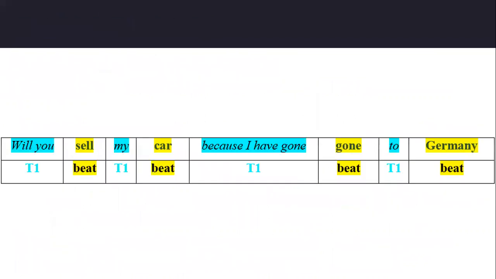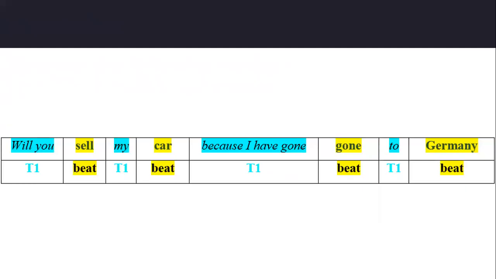Notice here in this table. In our sentence, there is 1 syllable between sell and car, will, and 3 syllables between car and gone, because. Nevertheless, the time that I named T1 between sell and car and between car and gone is the same. So when you say, will you sell my car? Will you sell my car? So the time when you say will you and my is the same.